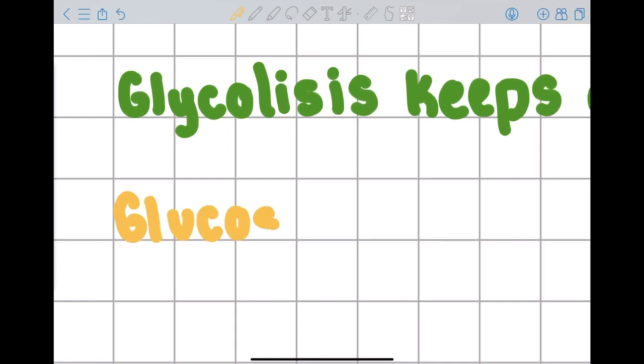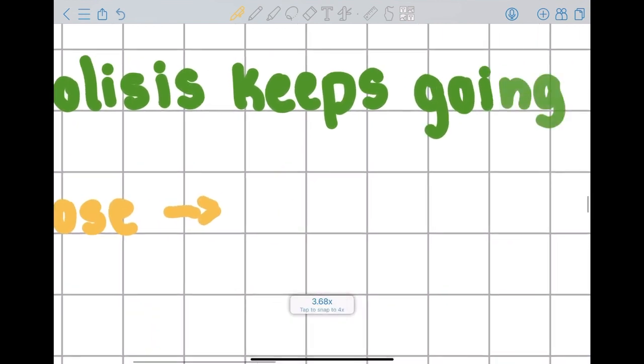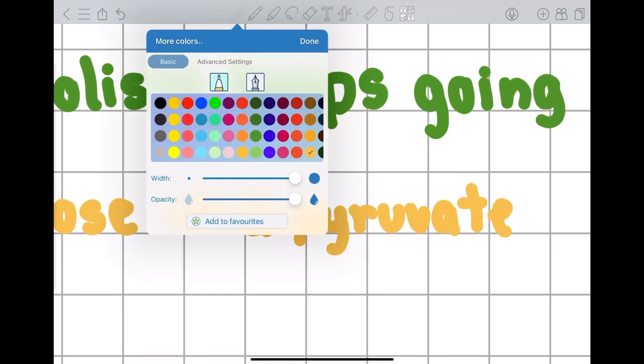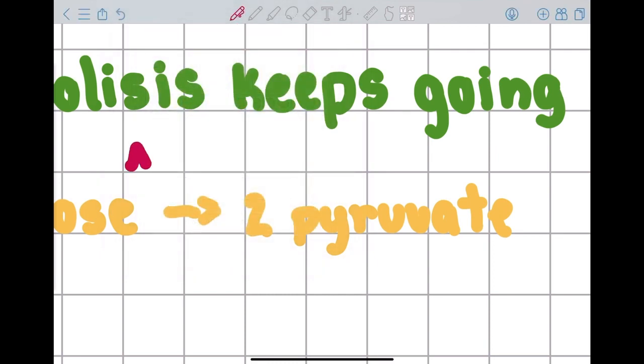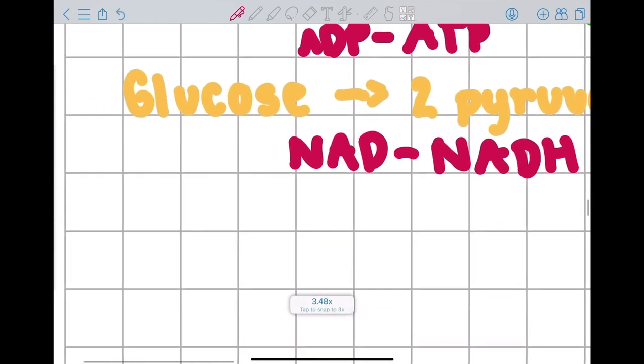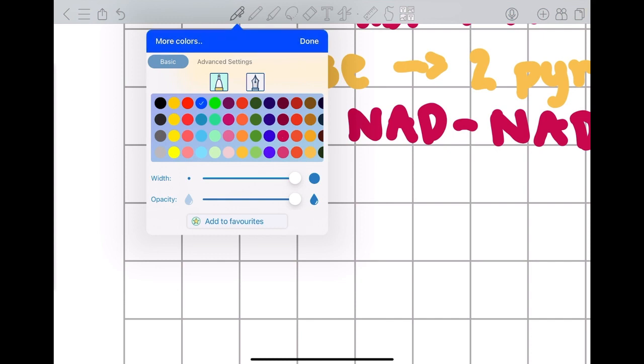But in order to do this, the cell needs to regenerate NAD+. We need to understand that NADH doesn't come out of nowhere. Basically, we have NAD+, which is reduced into NADH, and two molecules of ATP are produced. This all happens during glycolysis.